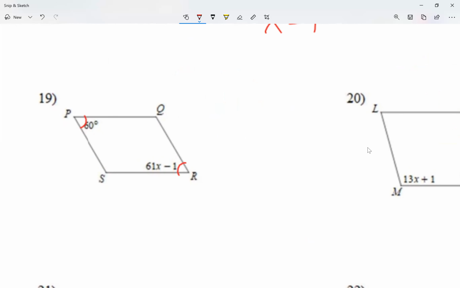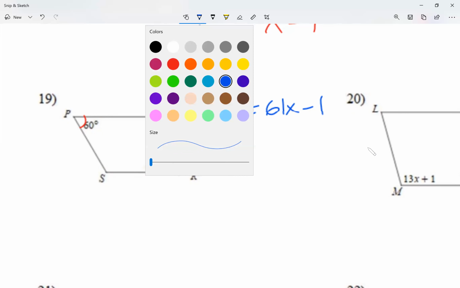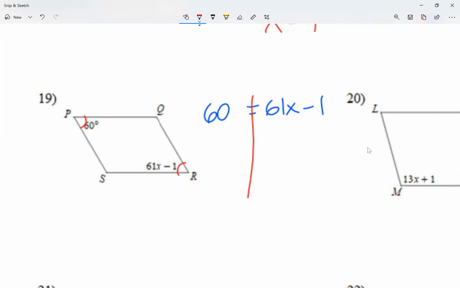I'm dealing with this angle and this angle. Just like we did with sides, where opposite sides were congruent, same thing with angles. Opposite angles are congruent. So I'm just going to let them equal each other. So I'm going to say 60 is equal to 61x minus 1. Opposite angles are also congruent. Now let me just work this as an algebra question. Let me separate them through the sides. I want the 61x by itself. So this minus 1, I want to move it over as a plus 1. All right, don't forget to switch the sign.